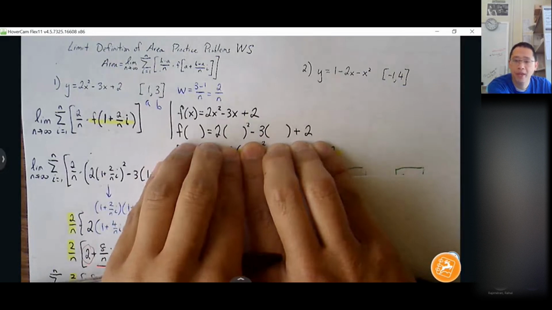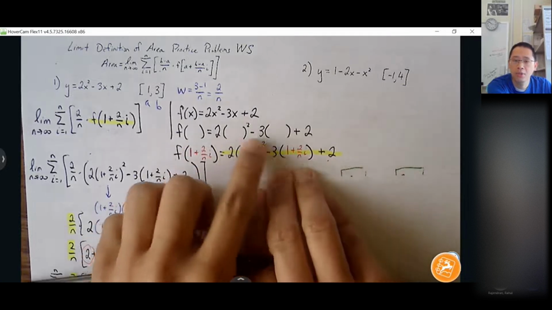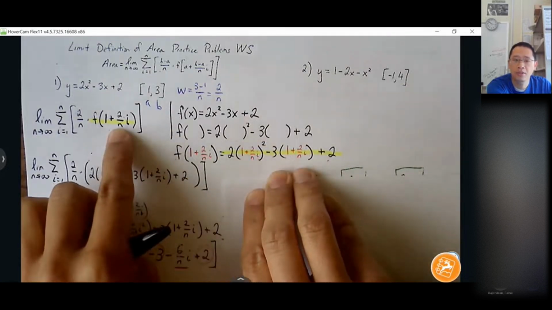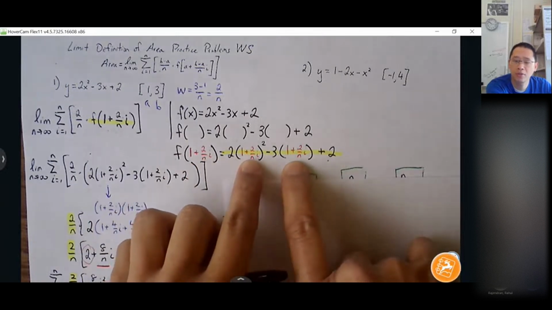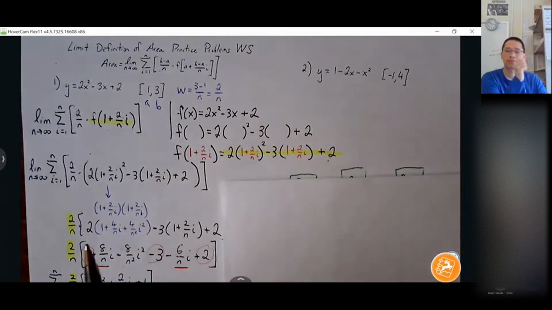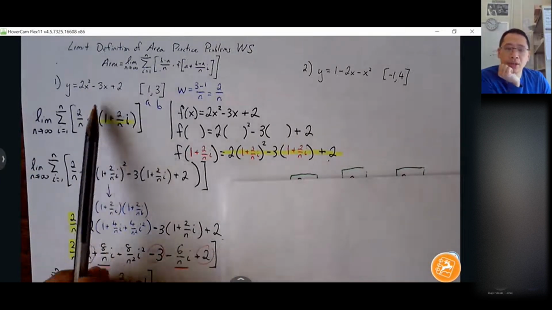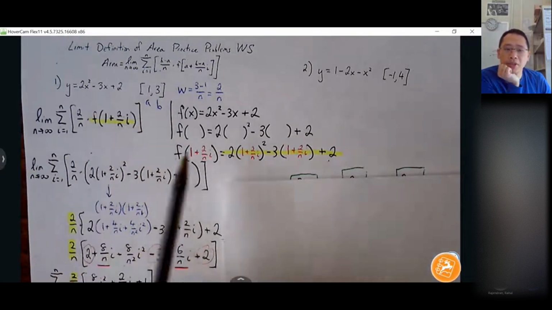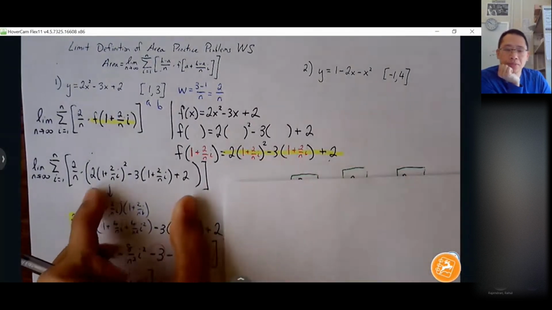Okay, so now that you have all those parentheses showing, fill in those parentheses with the arguments that you see here. So everywhere you see a parentheses, you're just going to put 1 plus 2 over n times i. Now we can start making our substitution, right? This height component can now be replaced with 2 parentheses squared minus 3 parentheses plus 2. That goes here.